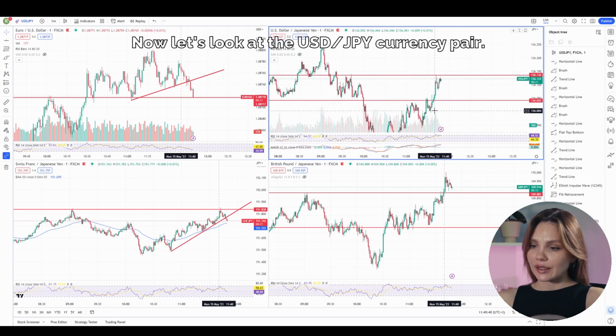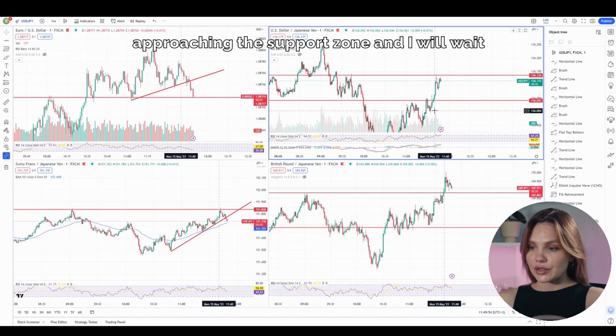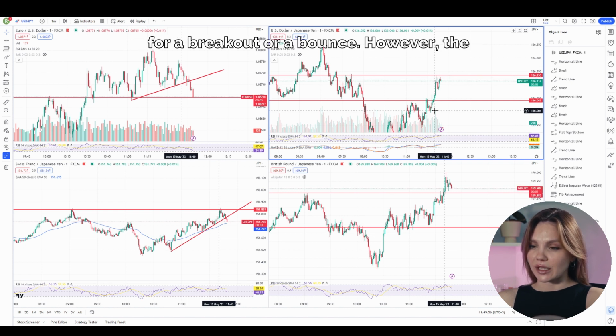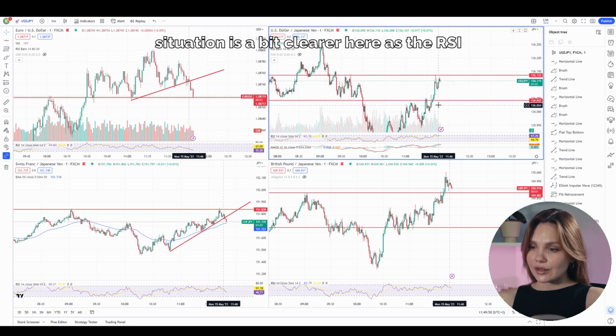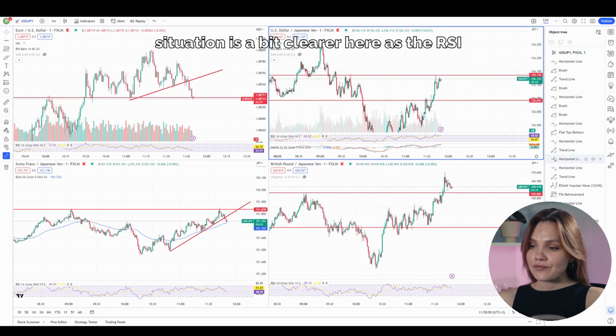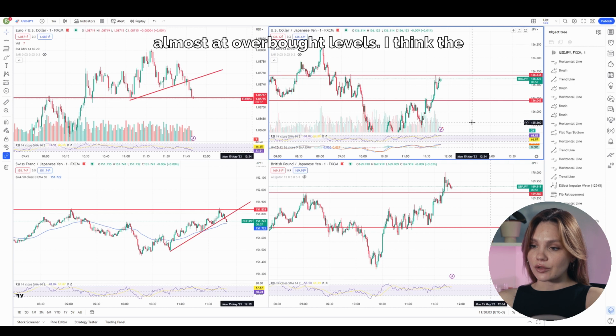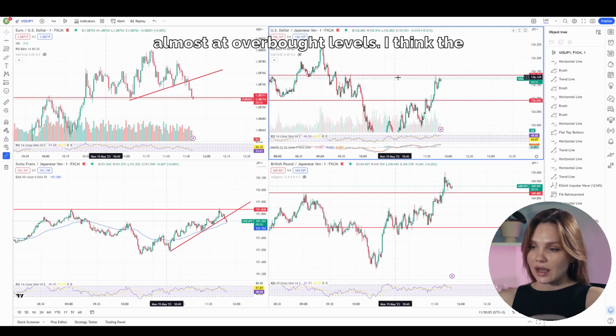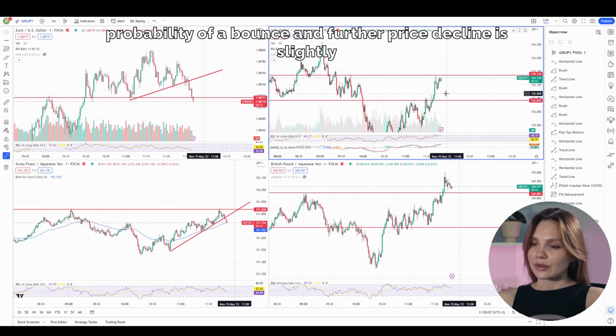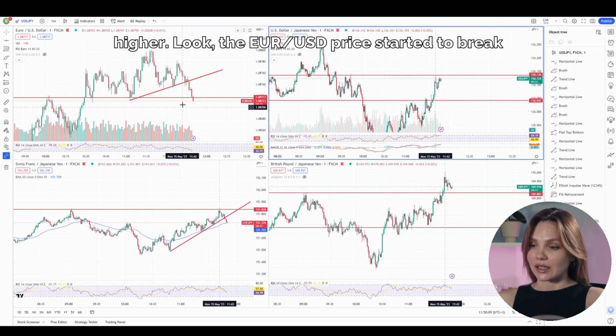Now let's look at the US dollar and Japanese yen currency pair. Here I see a similar situation. The price is approaching the support zone and I will wait for a breakout or a bounce. However, the situation is a bit clearer here as the RSI indicator is almost at overbought levels. I think the probability of a bounce and further price decline is slightly higher.